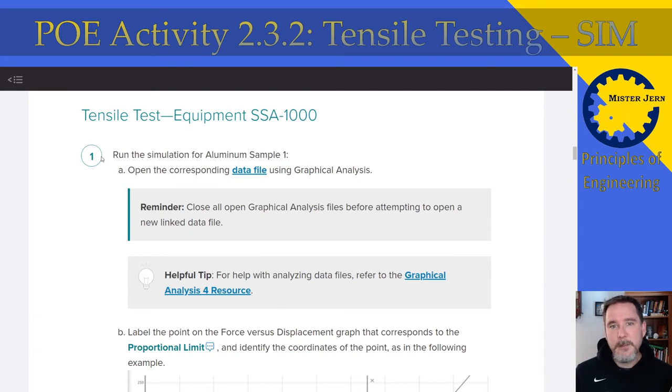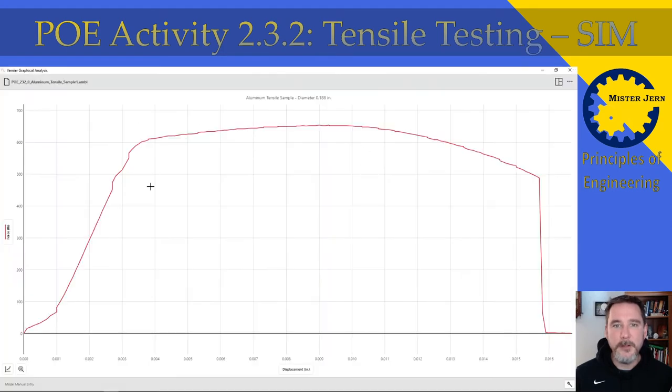Step one, you're going to run the simulation. You're going to open this up. There's a file that goes with aluminum sample one. You're going to click on this data file, download it, and open it up in Graphical Analysis. Make sure that Graphical Analysis is closed before you try to open up a new Graphical Analysis file. When you click on that and open it up, it should look something like this. Actually, it should look exactly like this.